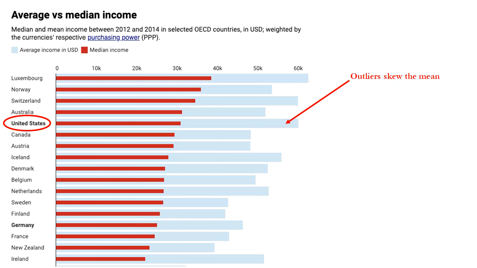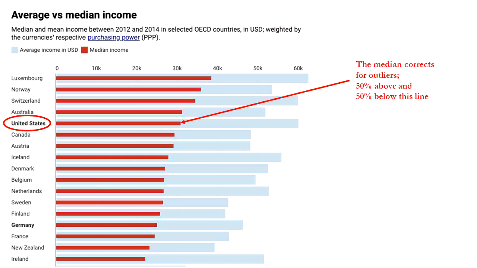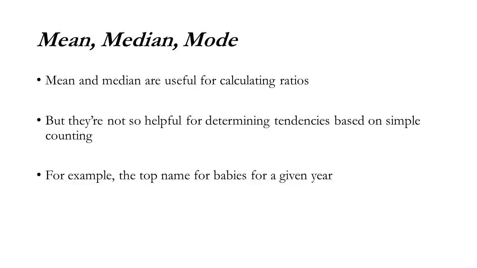Outliers will skew this. But if we look at just another aspect of the data, median, that's just the middle case, then we'll see that these numbers are quite a bit different. Bezos and Gates, for instance, are skewing this. Now, the median, though, corrects for these outliers. The median is 50% above and 50% below that line.